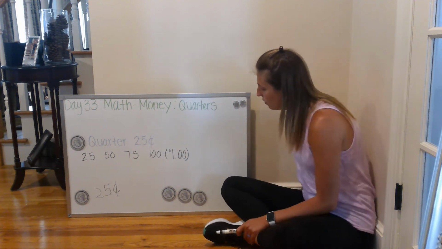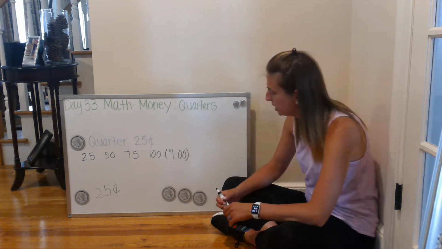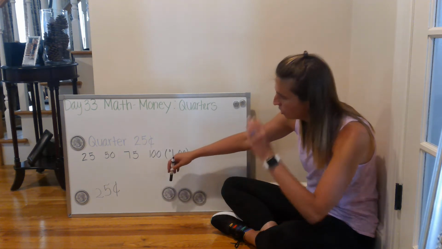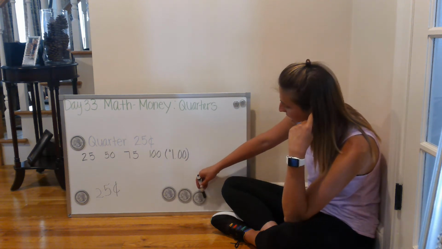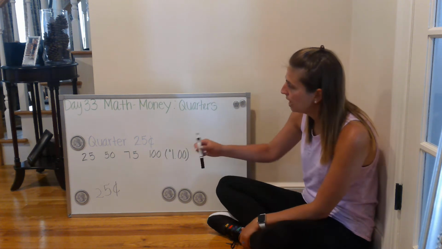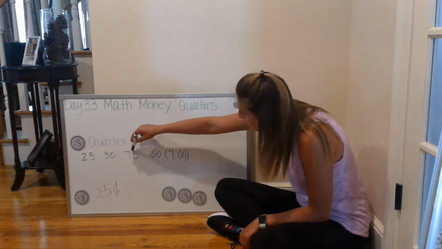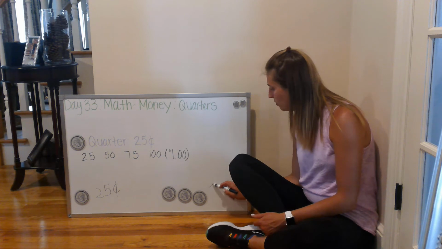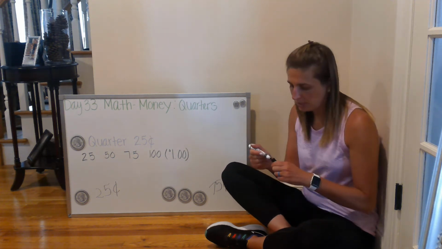Next, I'm going to go over here and I'm going to look at my second group. I have 3 quarters here. So I know that I'm going to count by 25s for up to 3 times. So 25, 50, 75. I'm also going to use my number line. That means I have to go 3 slots. 1, 2, 3. 75 cents is my total. 25, 50, 75. So I would write 75 cents. Sorry, that's a little bit messy.